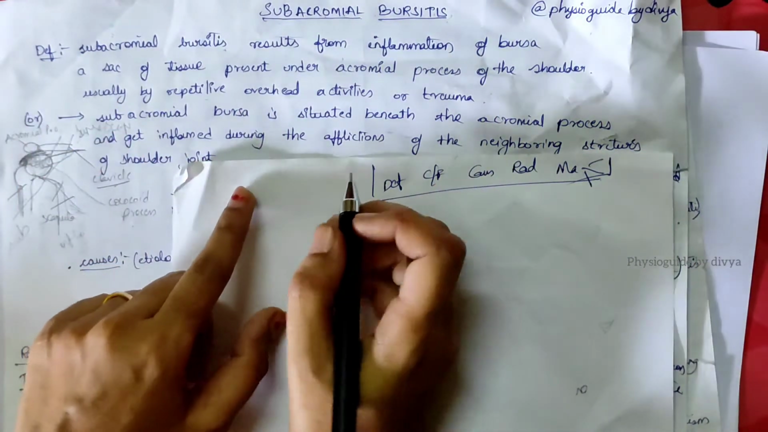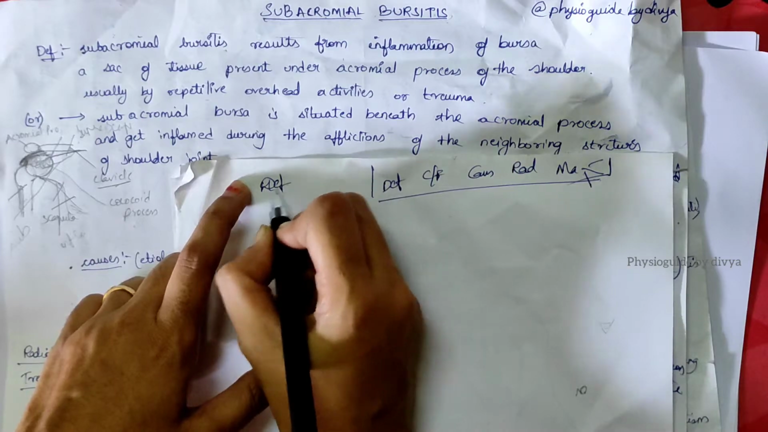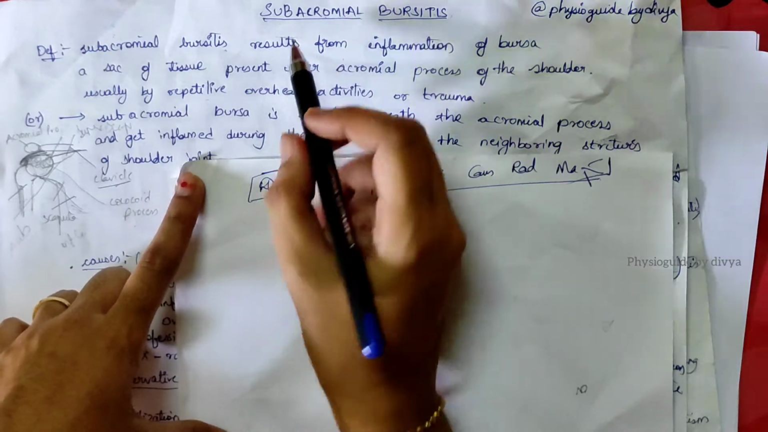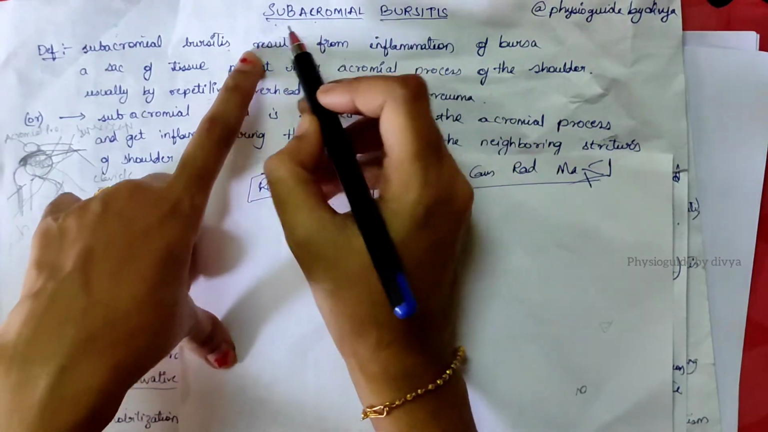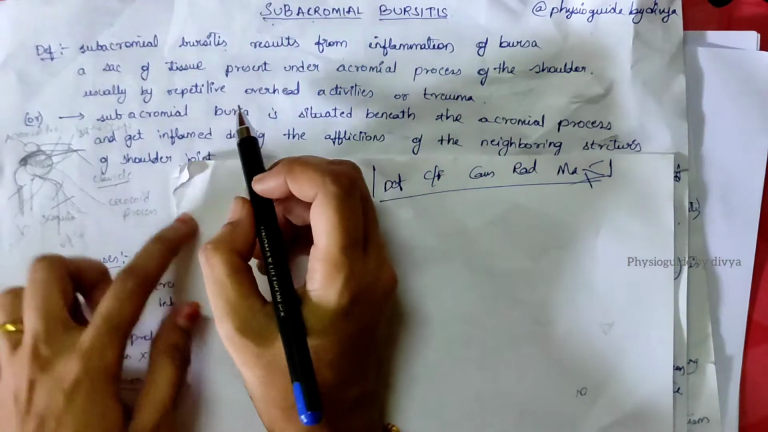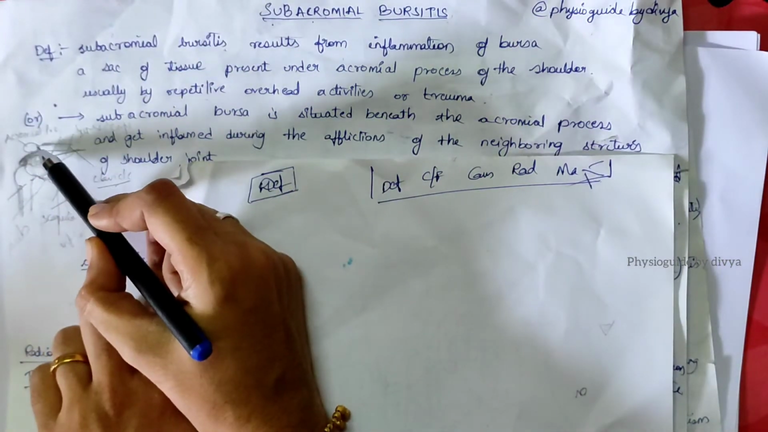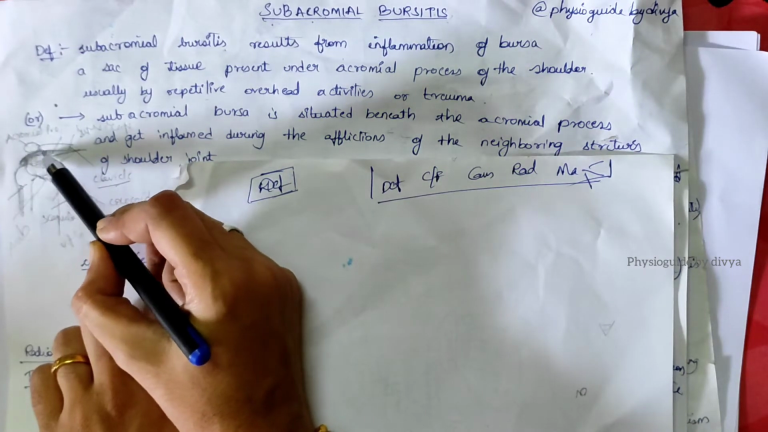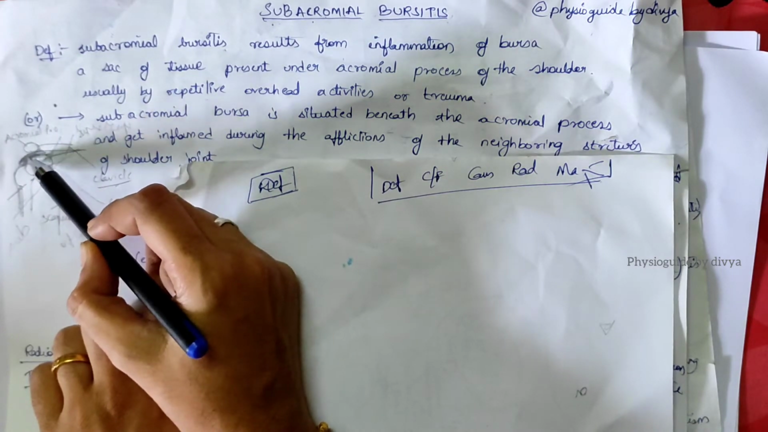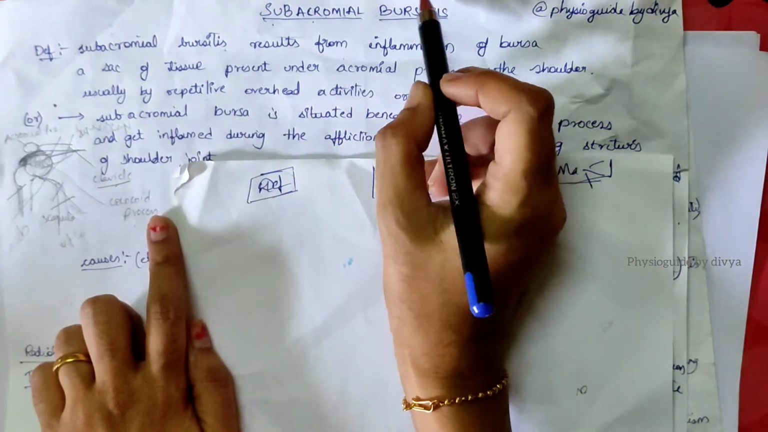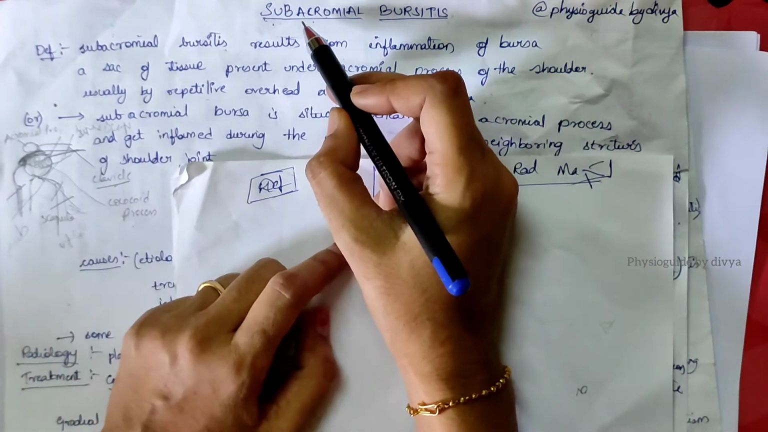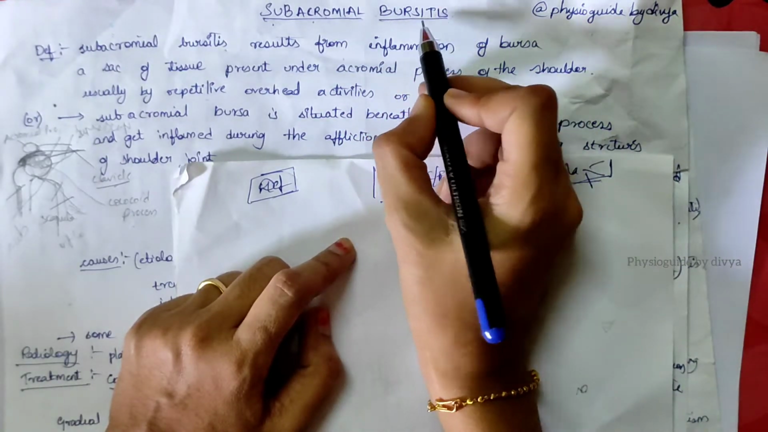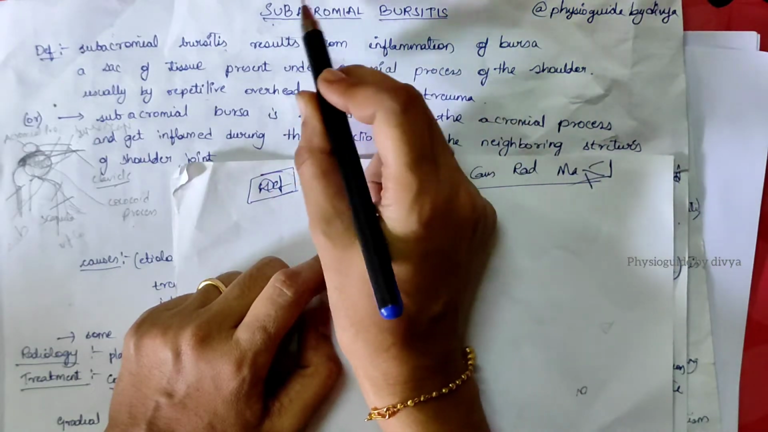So in the previous video I explained the definition of subacromial bursitis. Now let's take another look at it. Subacromial bursitis. Sub means below. In this diagram, see, this is the acromial process, this is the clavicle, and beneath this is the bursa. If this bursa gets inflamed, bursitis means inflammation of the bursa, and subacromial means beneath the acromial process. Inflammation of the bursa there is known as subacromial bursitis.